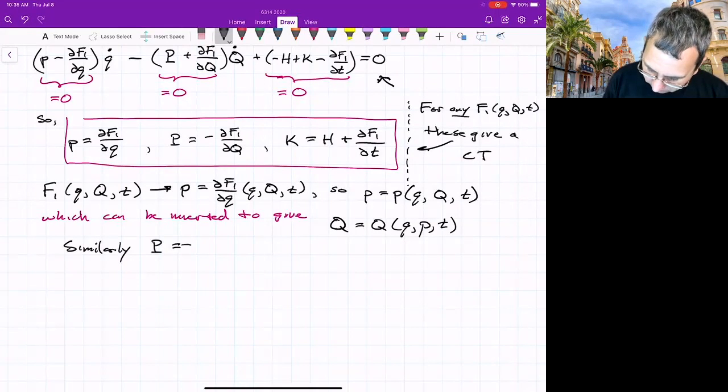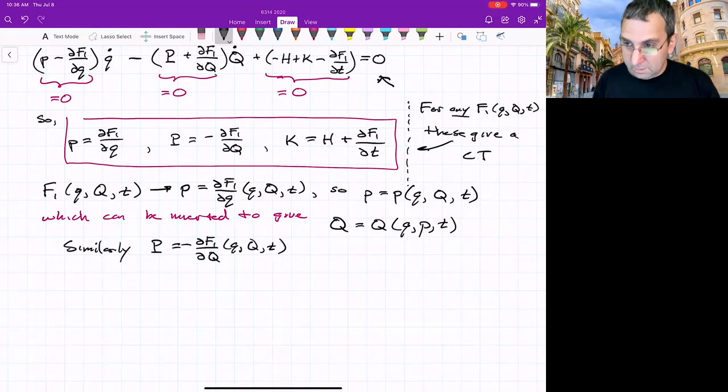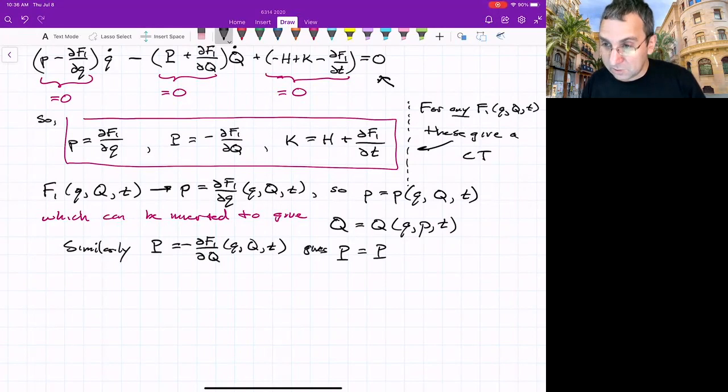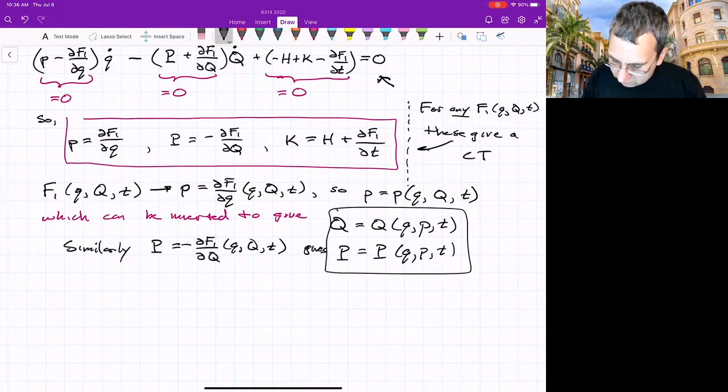big P equals minus partial F1 partial big Q. And what is F1 a function of? Little q, big Q, and T. This gives, you don't have to invert it. It sort of naturally will give it to you. But instead of big Q, big Q is a function of little q, p, and t. So this will just become a function of little q, little p, and t. So then you get the canonical transformation that you're looking for.